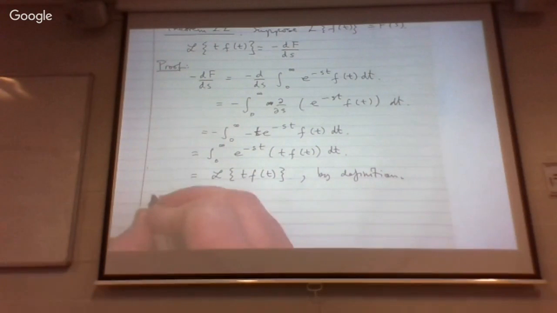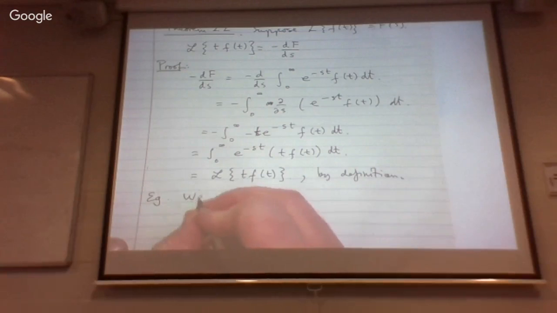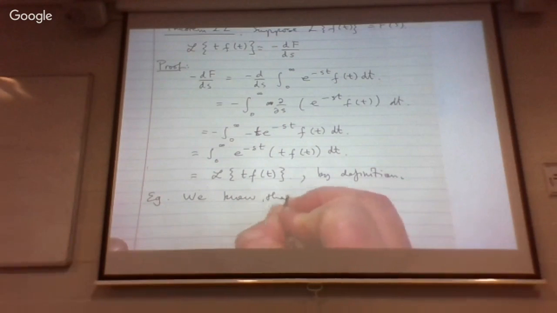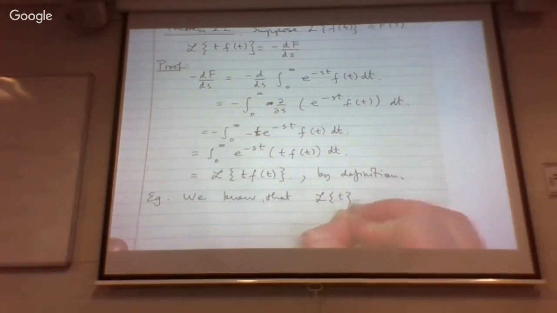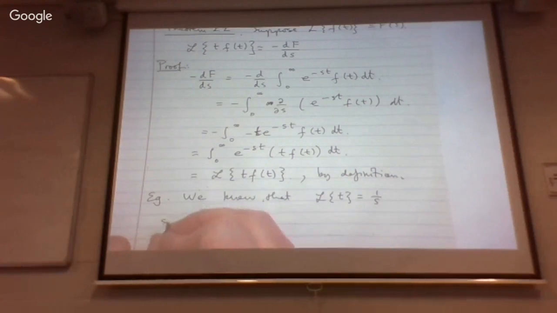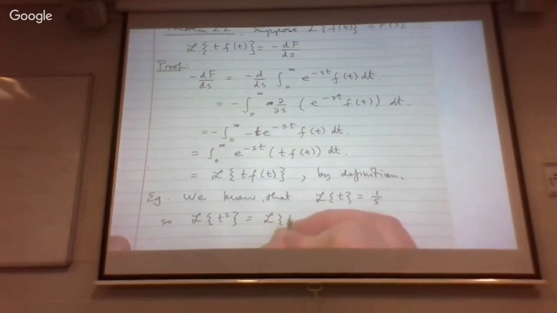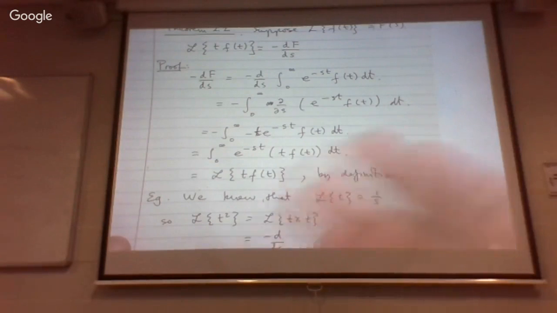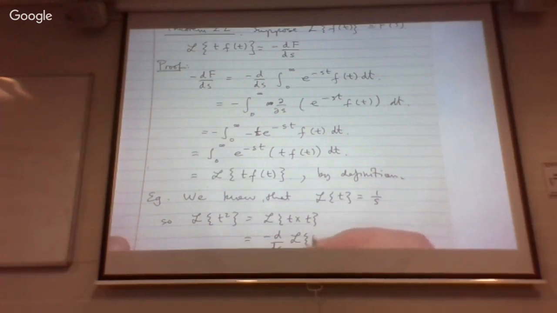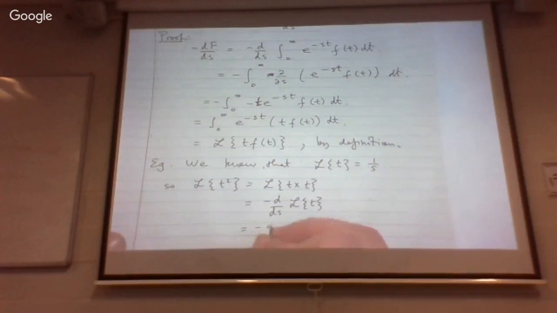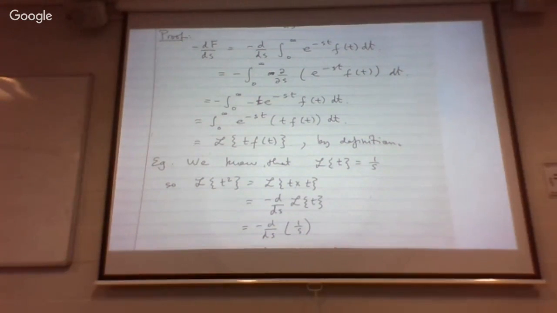That's a nice property to know about. For example, we knew that the Laplace transform of t was 1 over s. We did that last week. So the Laplace transform of t squared, well, t squared is simply t times t, isn't it? So this should be minus d/ds of the Laplace transform of t, which is minus d/ds of 1 over s. Minus d/ds of 1 over s is 1 over s squared.